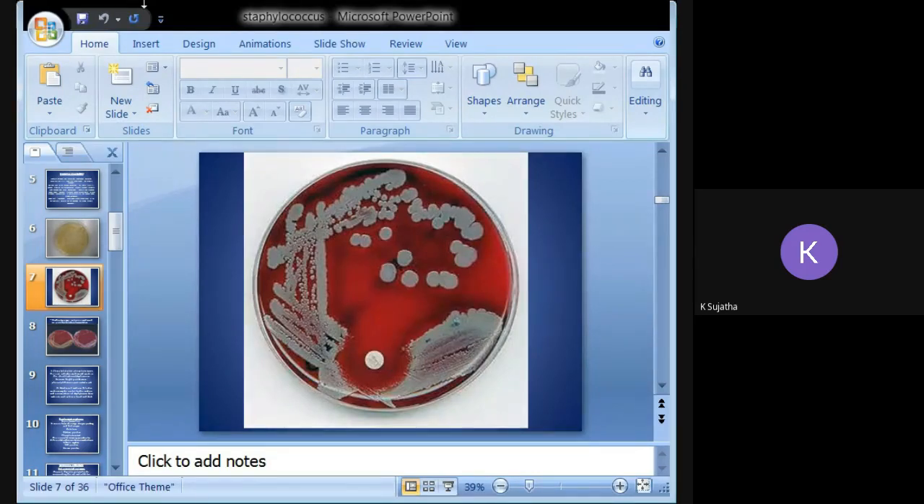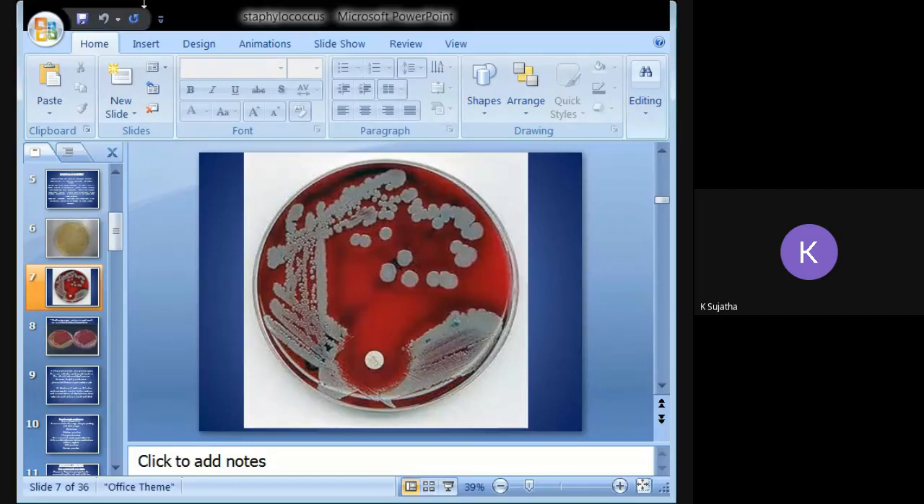So the catalase test is positive, the coagulase test is also positive, and the sugar fermentation test is also positive. Next, the gelatin liquefaction test is also positive. Next, MR is positive, indole is negative. So these are all the biochemical reactions.